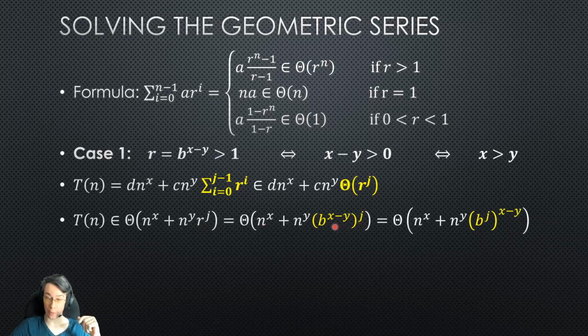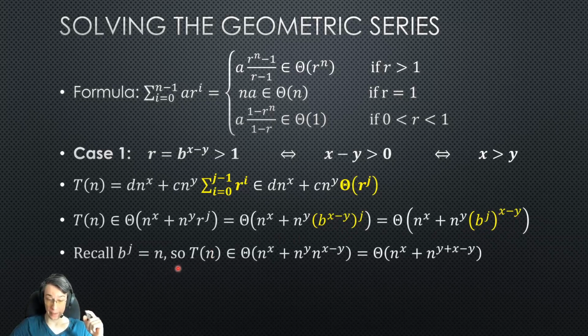Which, if you remember our exponent rules, can be rearranged into b to the j to the x minus y. And remember, b to the j is n. So our T of n is going to be in theta of n to the x plus n to the y times n to the x minus y. And from our exponent rules, this expression on the right is just n to the y plus x minus y, which is just n to the x. So this whole expression is in n to the x.